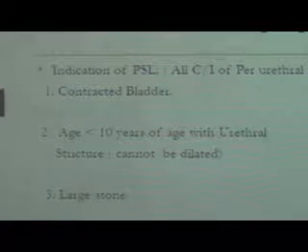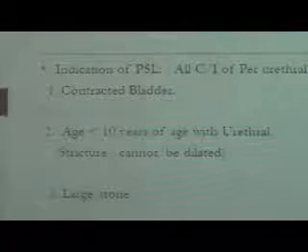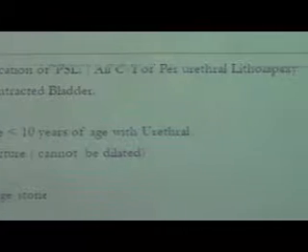So again, if you get a question about the indications of percutaneous suprapubic lithotripsy, all the contraindications of lithotripsy will be the indications of percutaneous suprapubic lithotripsy. So again, contracted bladder, age less than 10 years, urethral stricture and large stone will be the indications for percutaneous suprapubic lithotripsy. Okay. Now come to know about the steps of the percutaneous suprapubic lithotripsy.